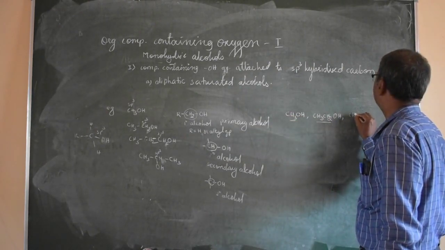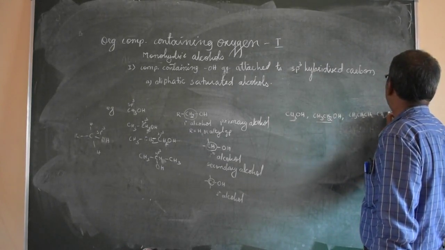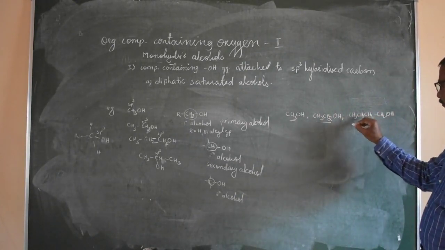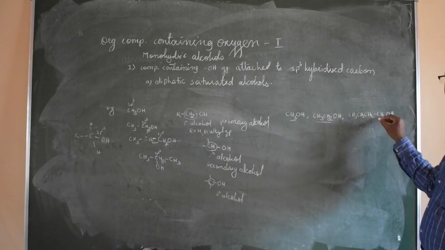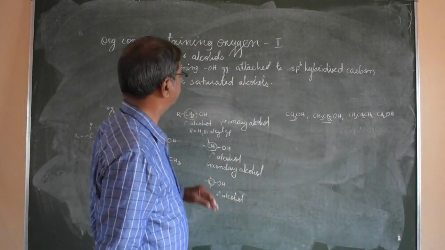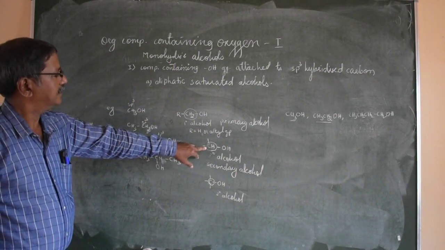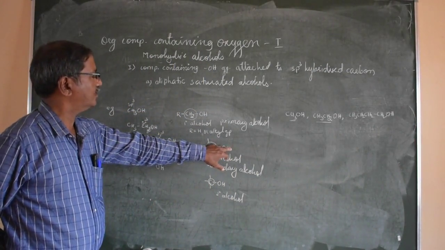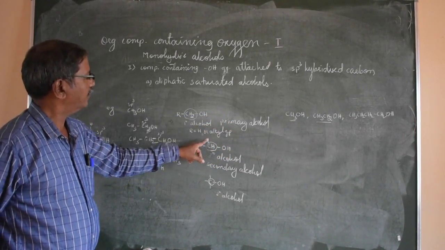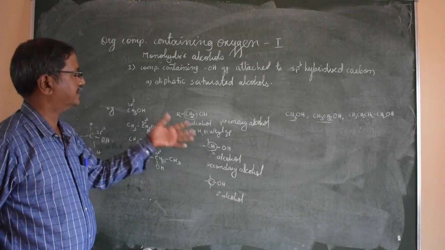One more example, CH3CH2CH2CH2OH. This is called n-butyl alcohol. OH attached to the CH2. Then, what about secondary alcohols? CH is linked to OH. That is, OH attached to the carbon which contains only one hydrogen. The remaining two are some other groups like alkyl, etc.